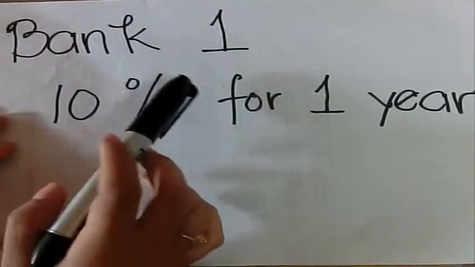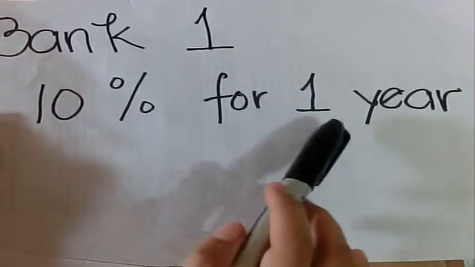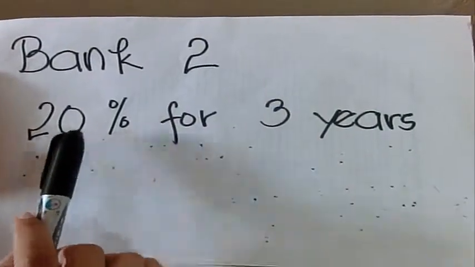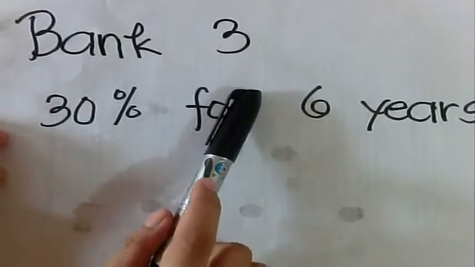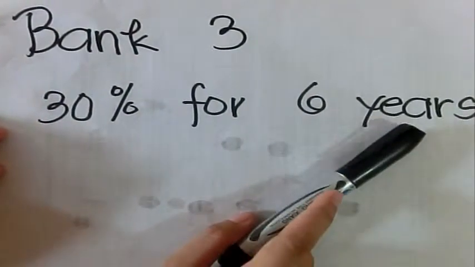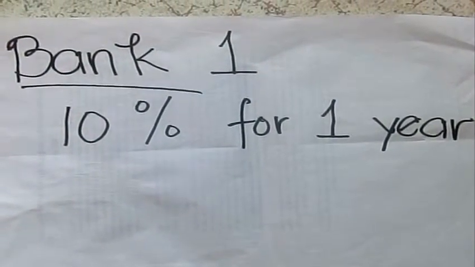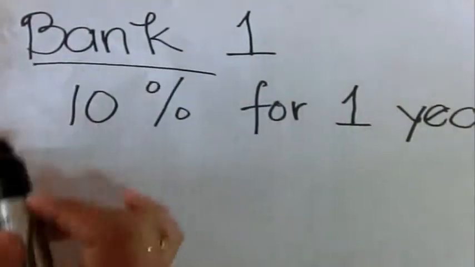Bank 1 offers 10% interest for 1 year. Bank 2 offers 20% interest for 3 years. Bank 3 offers 30% interest for 6 years. I want to borrow from Bank 1. Okay, so Cherry chose Bank 1.